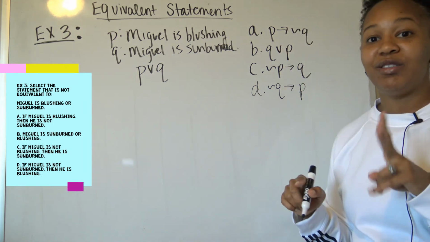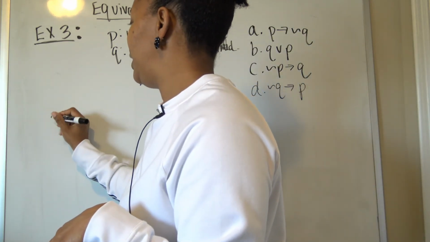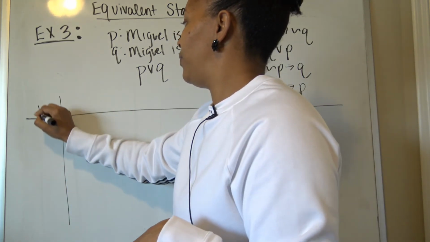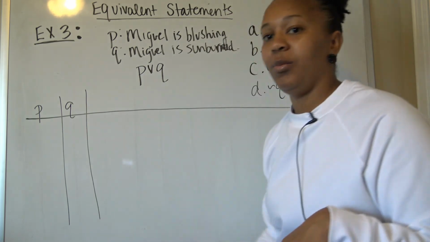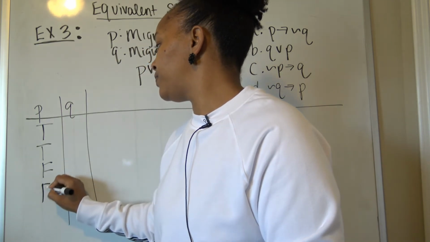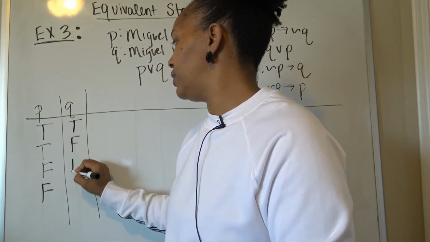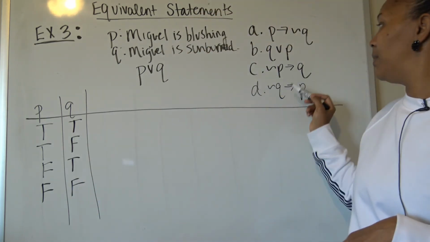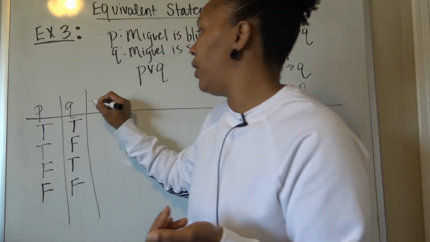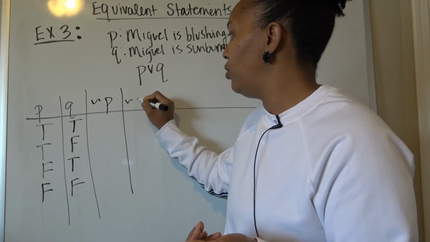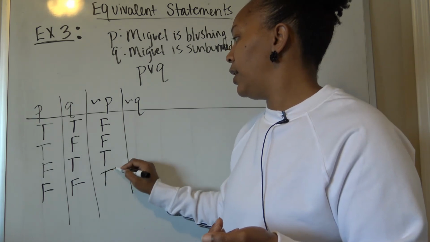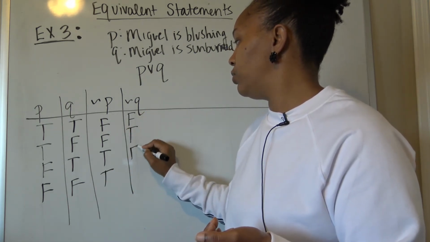So the good thing is we only have two simple statements, so our table won't be as big as the last one, as far as the number of rows, right? So we have true, true, false, false, true, false, true, false. And all of these statements have a not P and a not Q, or there's a not P or not Q in at least one of those statements. So I'm going to go ahead and do a not P and a not Q column. So not P would be false, false, true, true, and not Q will be false, true, false, true.